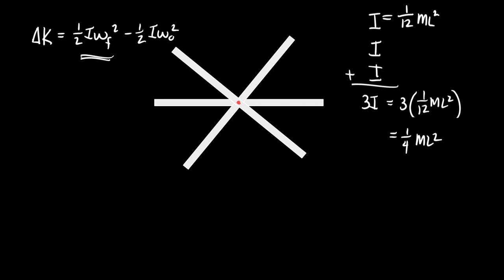Be careful though. Rotational speeds in this calculation have to be in radians per second. And the rotational speeds there are given in RPMs. So you'll have to convert those to radians per second before you can use them here.